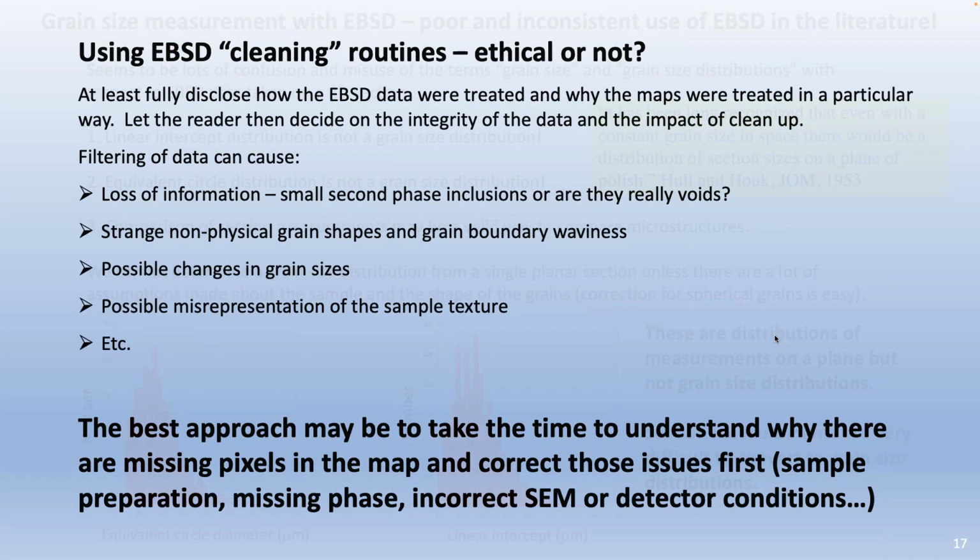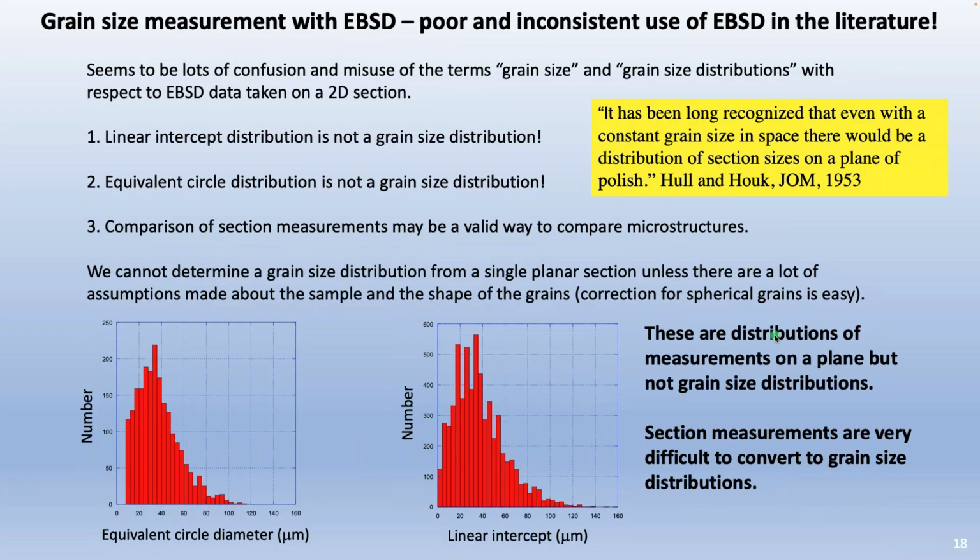Okay, moving on to my next concern: grain size measurement with EBSD. There is really poor and inconsistent use of EBSD in the literature for grain size measurements. There seems to be a lot of confusion and misuse of the terms grain size and grain size distributions with respect to EBSD taken on 2D sections. So just to make it very clear up front, these are examples of what I'm talking about.